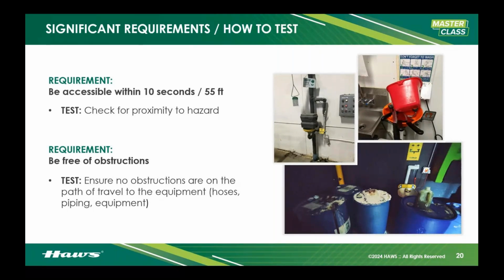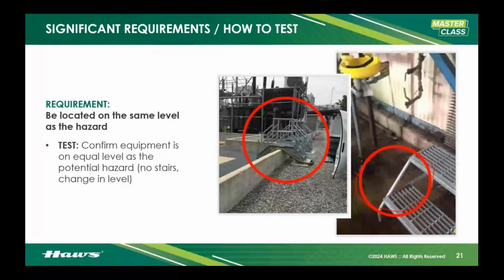Now, the equipment also must be located on the same level as the hazard. We cannot have stairs or changes in level. Again, I mentioned containment berms like you see here. We can't have the steps, or have you hurtling over stuff on your way to the emergency equipment. It has to be on the same level, easy to get to. Try to prevent an obstacle course on the way.